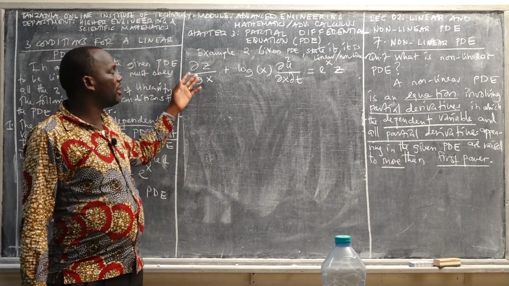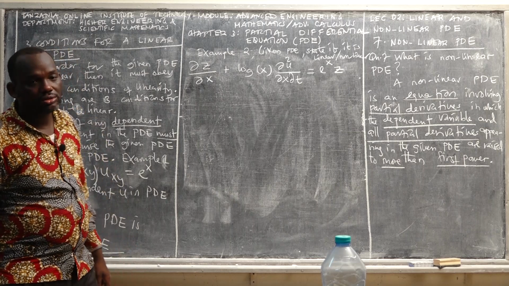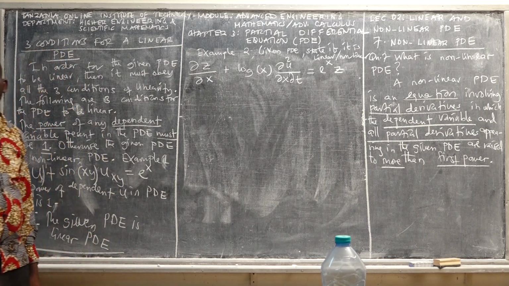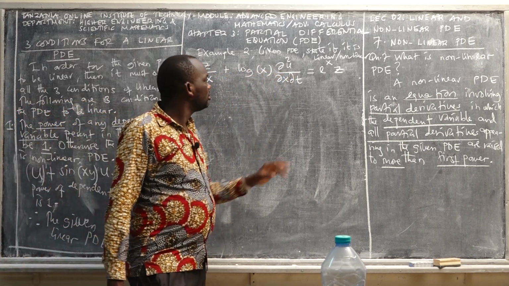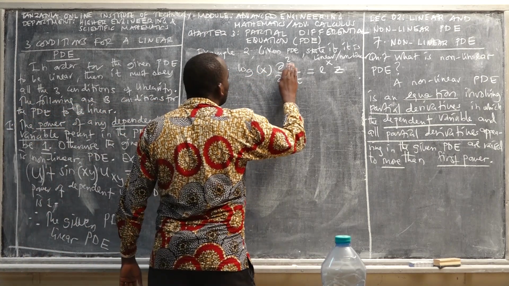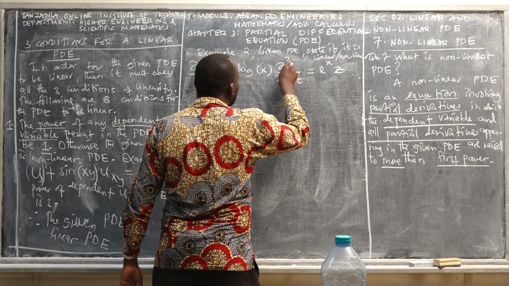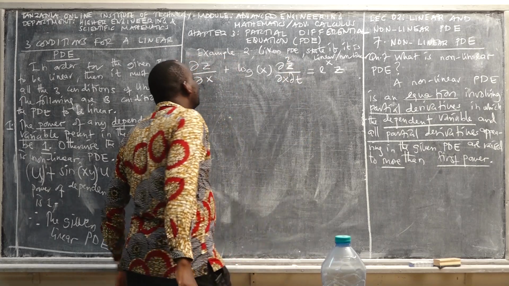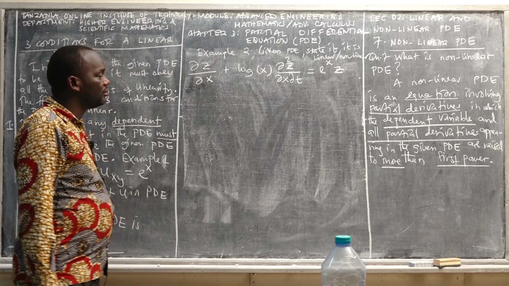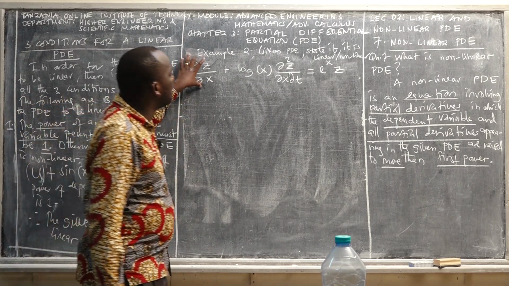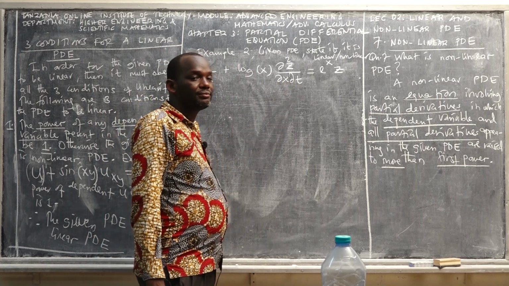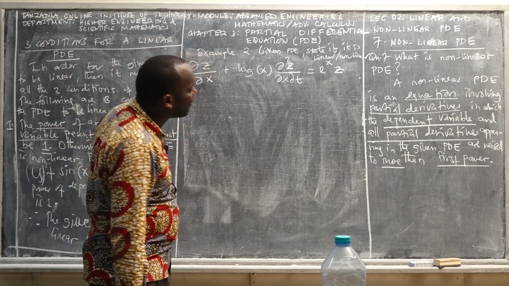First of all, what are the dependent variables in this equation? Dependent variable. It is Z. So Z is our dependent variable. So you have only one dependent variable. Well, do you have a dependent variable at the term?